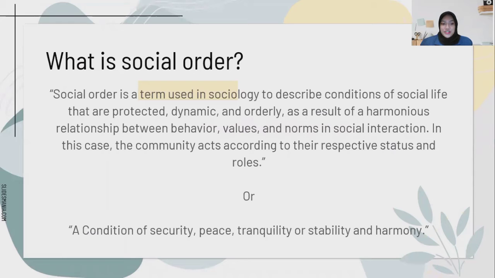In this part of my presentation, I would like to talk about what social order is. Social order is a term used in sociology to describe conditions of social life that are protected, dynamic, and orderly as a result of a harmonious relationship between behavior, values, and norms in social interaction. In this case, the community acts according to their respective status and roles, in a condition of security, peace, tranquility or stability, and harmony.